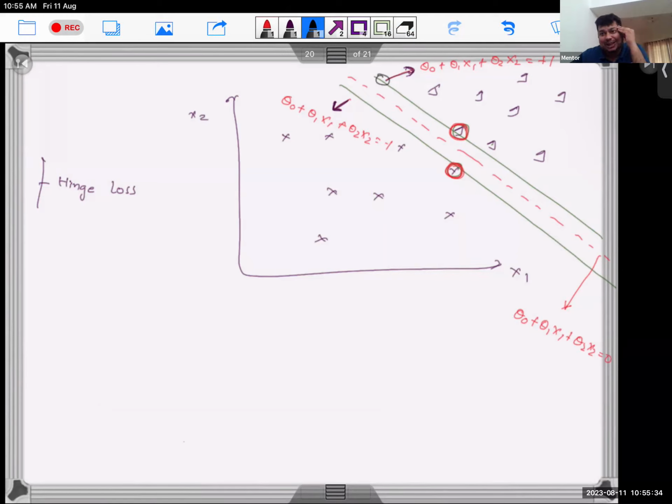Okay. Think about the line which is at the bottom. Anything on or below is going to be X. Anything above is going to be a triangle. So are these two lines also good separators? Yes. And the one in the middle would be the best. So it actually does better than logistic regression also in most cases.